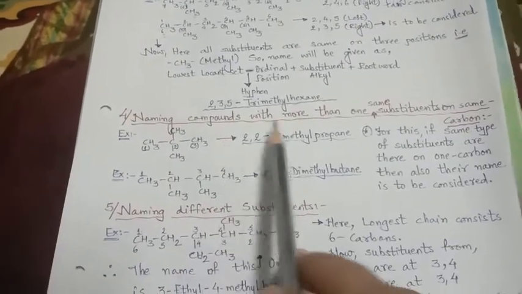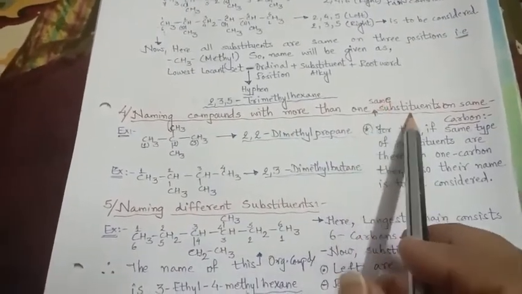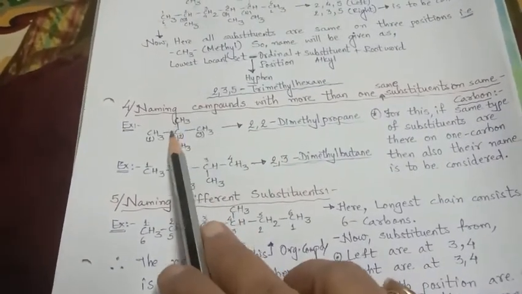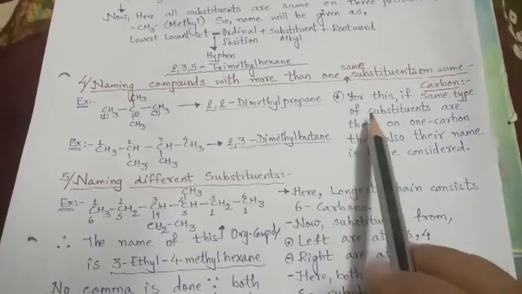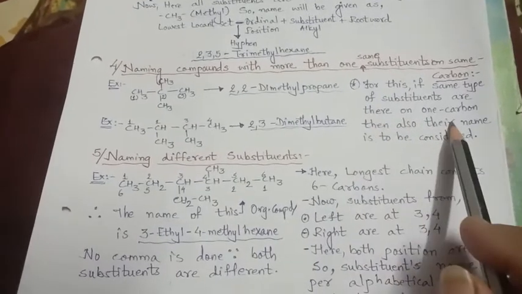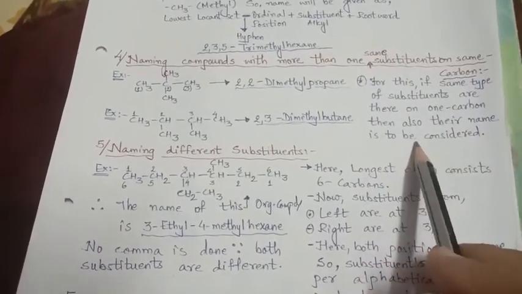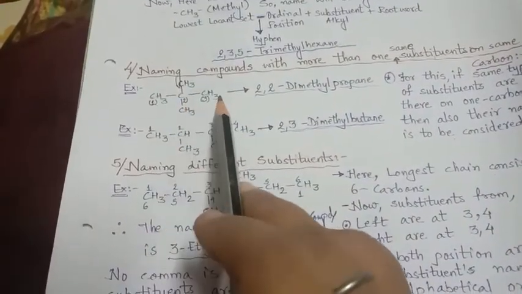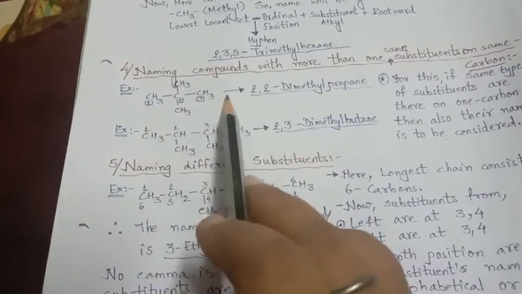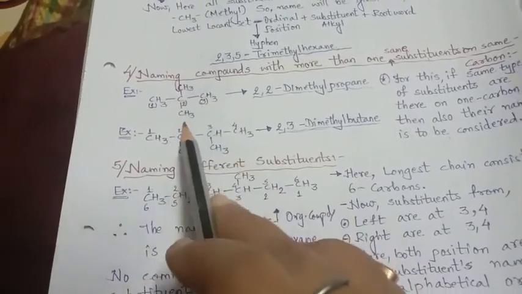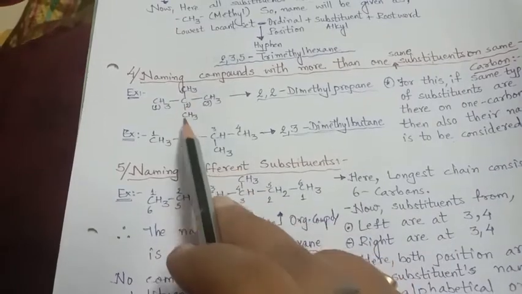Naming compounds with more than one same substituent on the same carbon. Here we have seen the same substituent but on different carbons. Here it is the same substituent but on the same carbon. So for this, what do we have to do? If the same type of substituents are on one carbon, then their names are also considered by that respective position. See here, CH3, CH3 on the second carbon. From this side also second, from this side also second. On the second carbon, 2 attachments are there, CH3, CH3. So, on the second carbon, both are methyl.